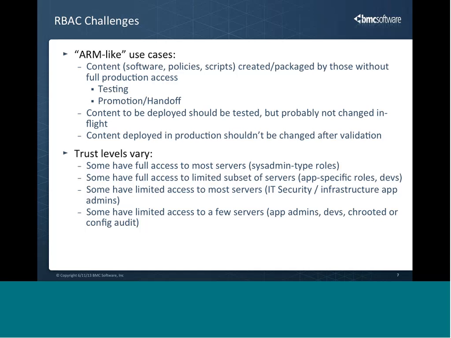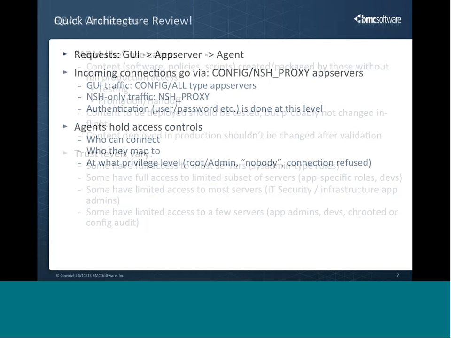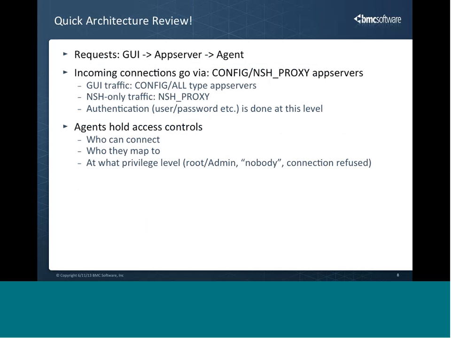And we're going to need to be able to grant access along these lines, right? So, quick architecture review. We're going to step through a couple of things. We've got to remember that requests are going to come from either the GUI or the shell or the CLI. They're going to go to the app server, and then they're going to talk to the agent, right?